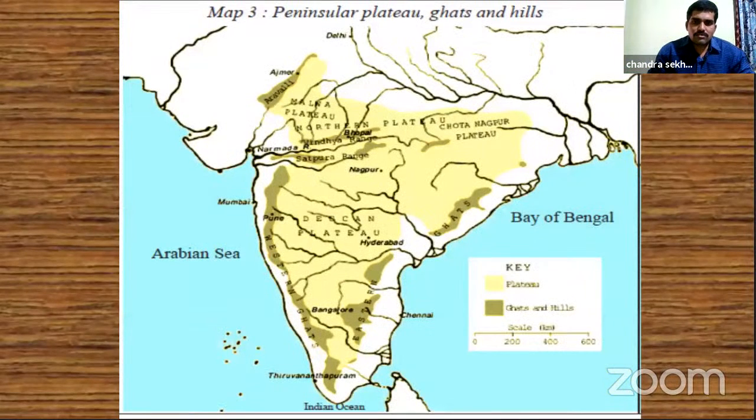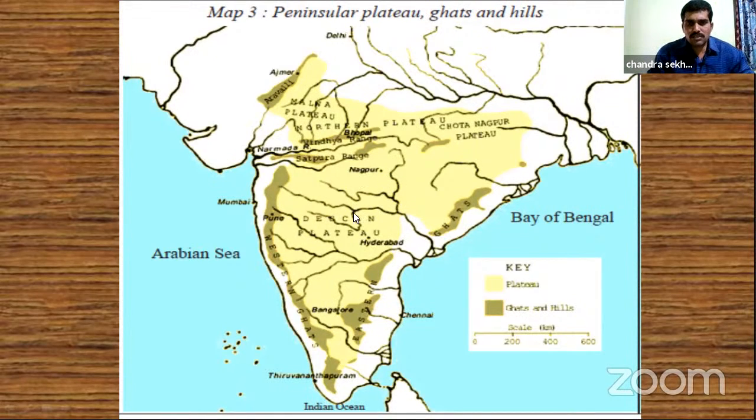So here children, observe the map of India, particularly peninsular India, the peninsular plateau, Ghats and hills. Here you can observe Western Ghats and Eastern Ghats clearly. These are Western Ghats on the west side. These are Eastern Ghats on the east side. In the first lesson we have discussed about Eastern Ghats and Western Ghats.